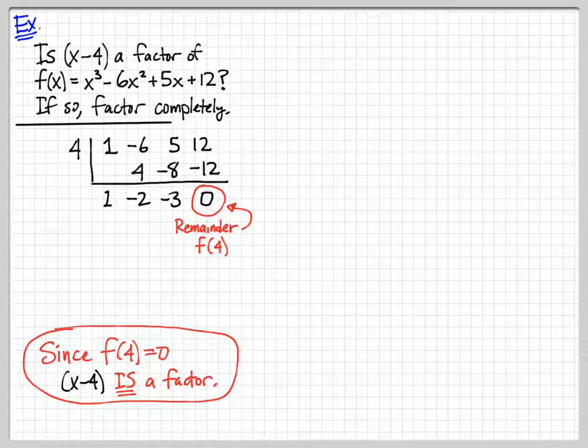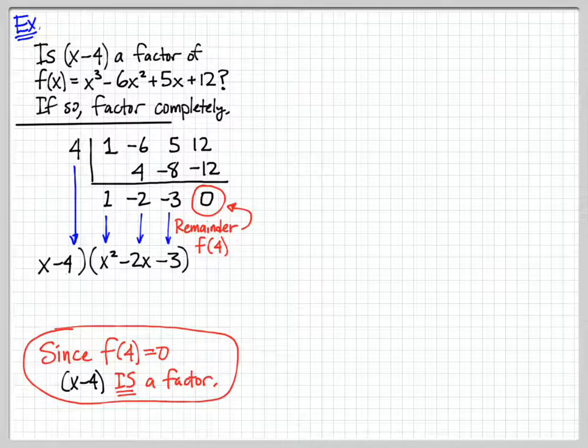Going further here, we know that these are the coefficients of our quotient, so we can quickly write down our quotient term, where we have x squared minus 2x minus 3. Again, the x squared is one less power from the x to the third, and then we have the next term and the next term subsequent. So we know that x minus 4 is a factor, and then we have this also as the quotient term, which we can continue to factor.